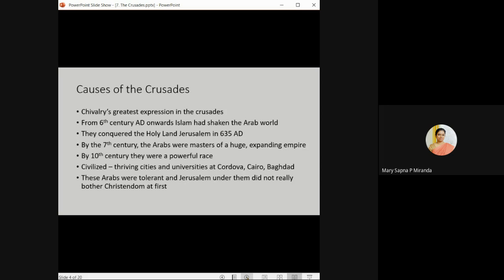It was not just one kingdom, there were many. They were expanding. And by the 10th century, they were a very powerful race, and they were very civilized. They established thriving cities and universities at places like Cordoba, Cairo, Baghdad. All this, please remember, at a time when the West was still in the dark ages. They hadn't even established their universities. So these areas were much, much more advanced.